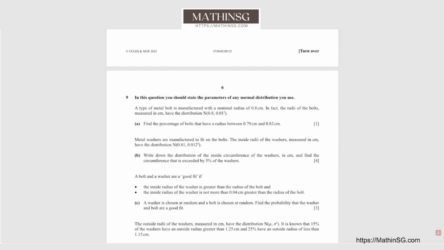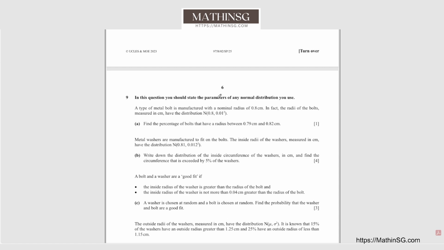Now let's go through question 9. Question 9 is a normal distribution question. In this question, you should state the parameters of any normal distribution you use. In other words, you need to define the normal distribution, like let X be the mass of whatever, the length of what, the radius of whatever. So this is what it means in bold. Let's take a look at the question.